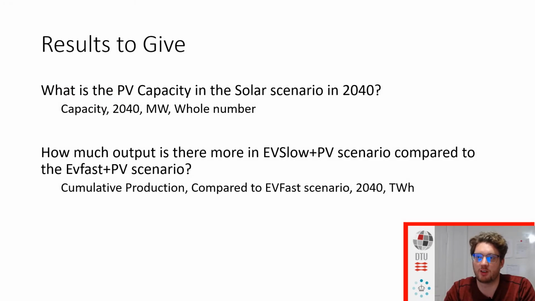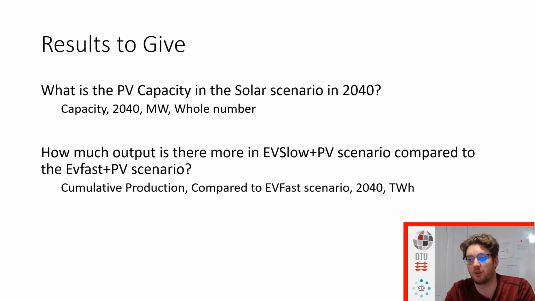So for this exercise, I want you to give me 2 major results. The first one is, what is the PV capacity in a solar scenario in 2040? So that is the capacity of PVs in 2040 in megawatts, and I just wanted it in a whole number. I should note that you can choose how many decimals you want to show in your results in a table form. So if you set that to 0, you will just get the whole number by itself.